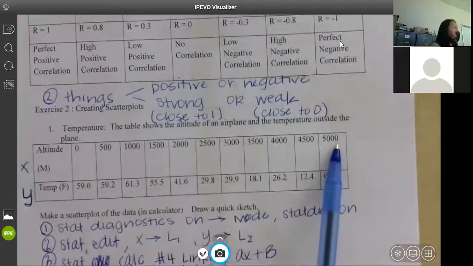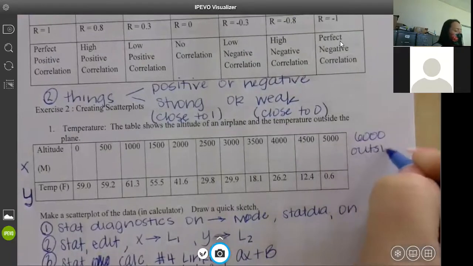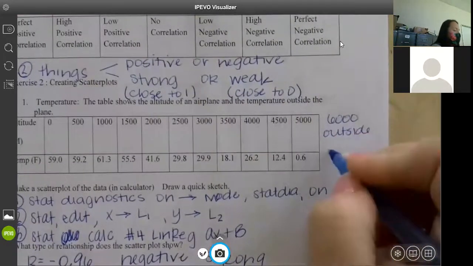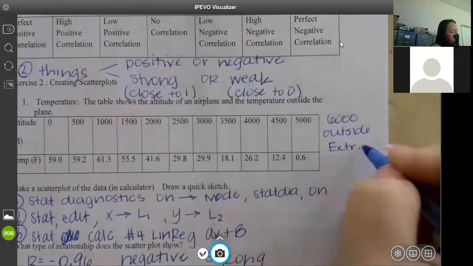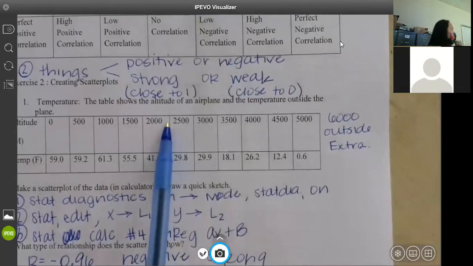6,000 was our meters. If we go back to our chart, it stopped at 5,000. Because 6,000 is outside of the data, that is extrapolation. Okay, it's extra to the data. If we did 2,200, that would be inside of the data. That's interpolation. Got it? So inside is intra, outside is extra. That's the only difference.